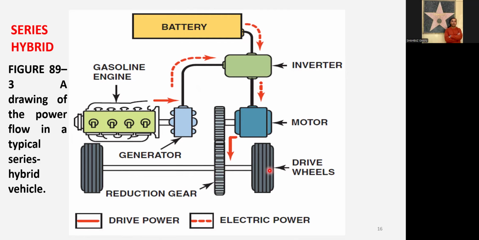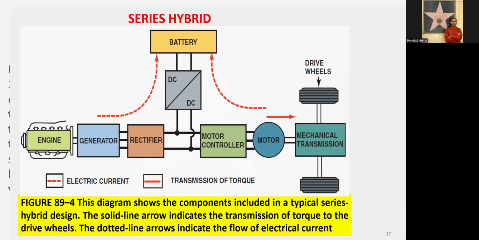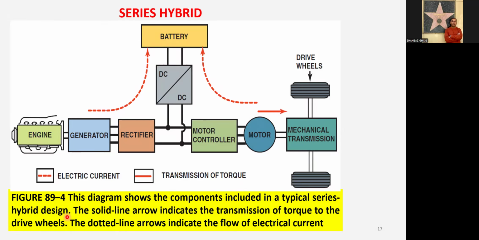Let's see a more complex diagram of the series hybrid. This is figure 89-4 in your book. This diagram shows the components in a typical series hybrid design. The solid line arrows indicate the transmission of torque to the drive wheel. The dotted line indicates the flow of the electric current.